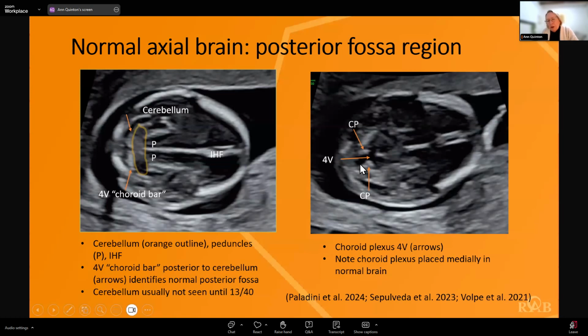This is important when we're looking for posterior fossa anomalies in the fetus in the first trimester. In a normal brain, these are placed quite medially. You can see they're quite close together. But if you get something, and I'll show you an example later, like a Dandy Walker malformation, these are often separated out quite laterally on either side.